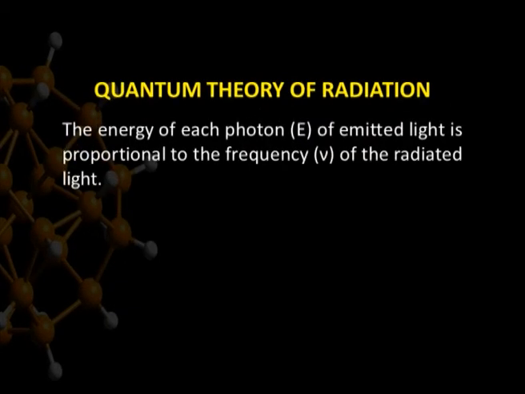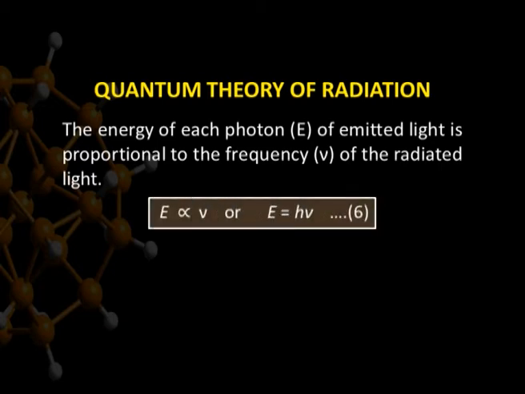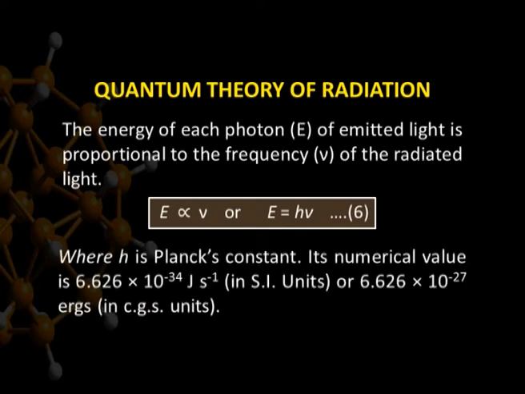The energy of each photon of emitted light is proportional to the frequency of the radiated light, which can be expressed as E is directly proportional to nu, or E is equal to h nu, where h is Planck's constant. Its numerical value is 6.626 x 10^-34 joule second in SI units, or 6.626 x 10^-27 erg second in CGS units.